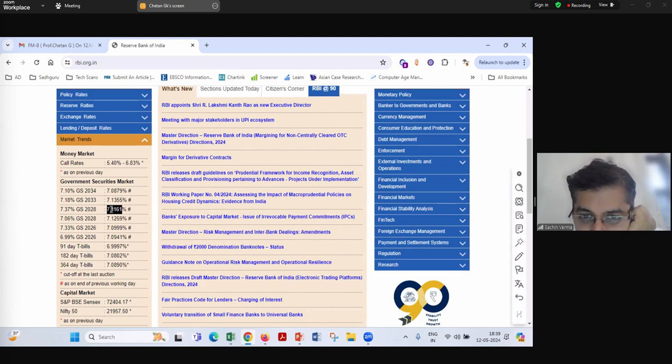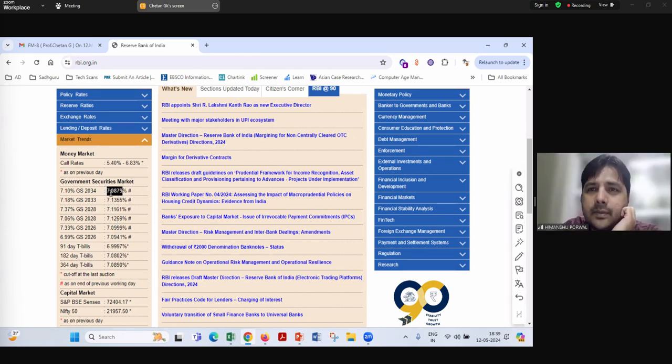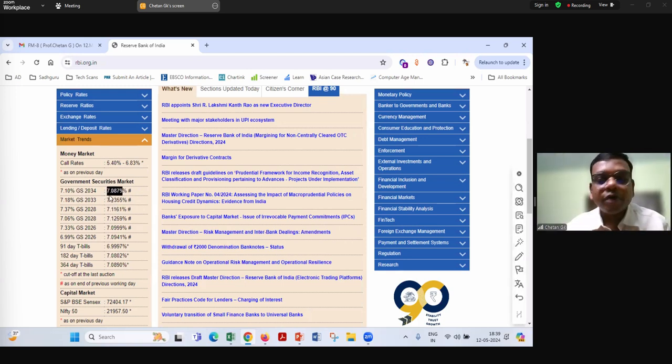So the 2-year is higher than the 10-year. That is 7.09, and the 10-year is 7.08. Sometimes it happens. For a long time we have had the lowest rate returns. You can see here the 10-year government bond is 7.08, and the 11-year is 7.31. Supposing now, which one to select is actually crucial.